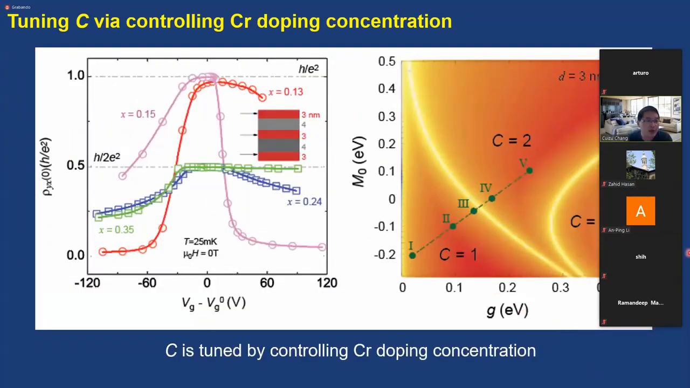The tuning of the Chern number is also demonstrated by the gate dependence of the Hall resistance and longitudinal resistance. We can see that at the charge neutral point, it is indeed quantized at h over e squared, and at the high doping level it is quantized at the e squared over 2h plateau. Our experimental observation is well interpreted by our theoretical calculation done by Professor Chaoxing Liu, also at Penn State.